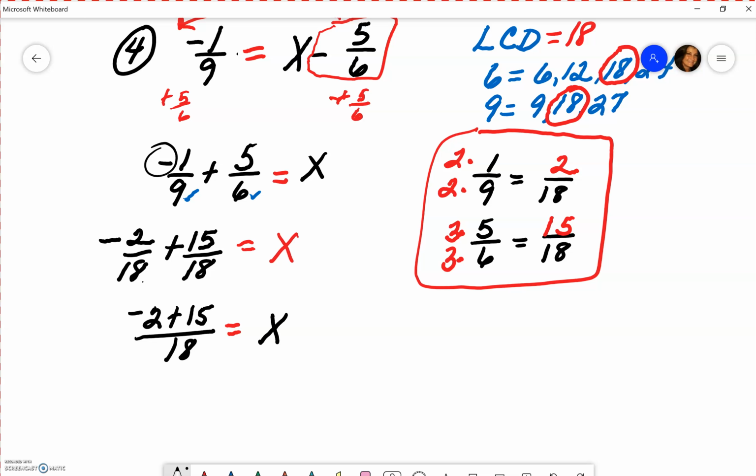Now the signs are opposite, so we subtract and take the sign of the larger number, which is positive: 13 over 18. And that cannot be simplified any further. So that is your final answer.